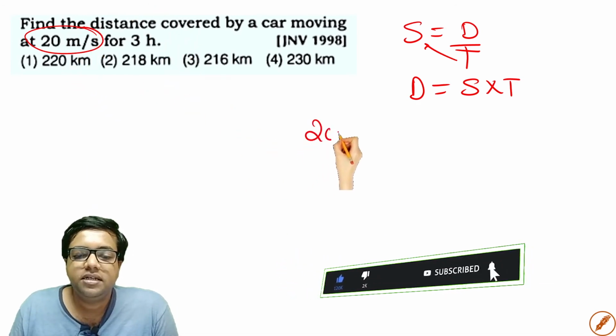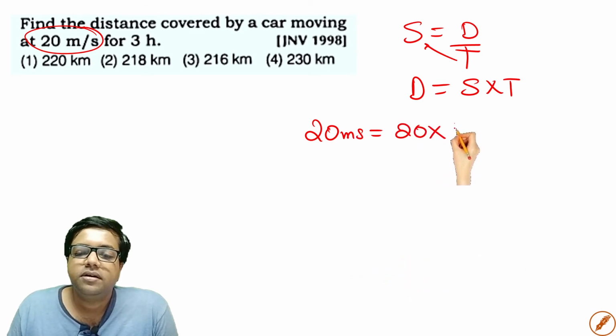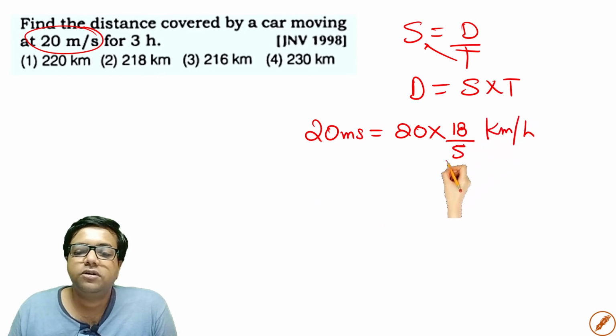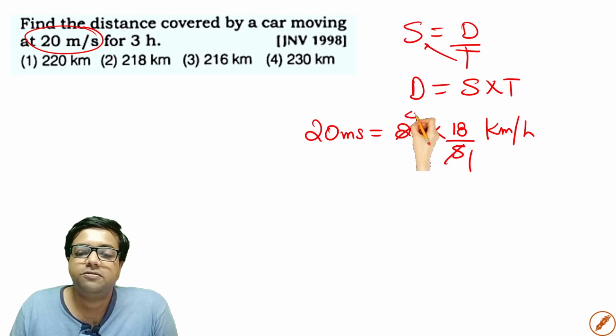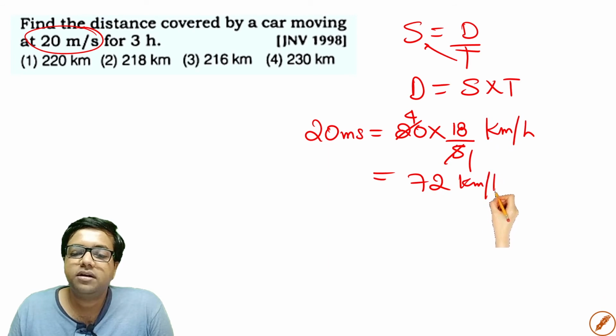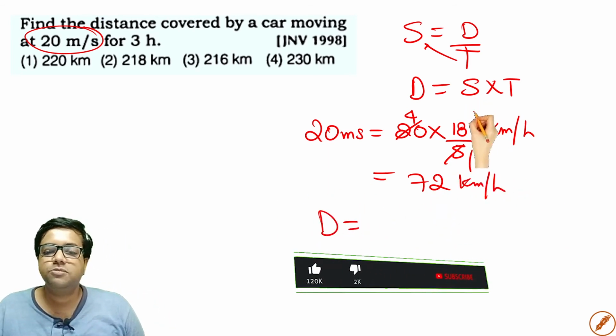So 20 meter per second is equal to 20 into 18 by 5 kilometer per hour. So what will you get? 5 1s are 5, 5 4s are 20, 18 4s are 72 kilometers per hour. So the speed you got. So let's put the values.